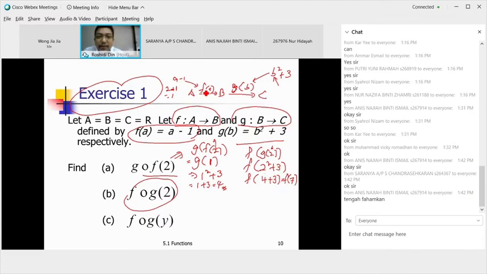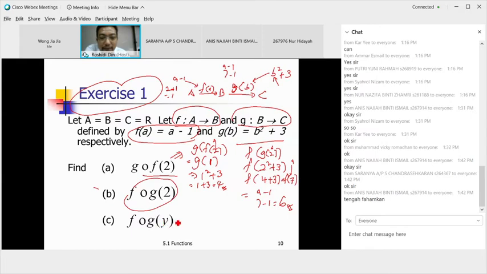So we look at FA. FA is actually A minus 1. So we focus on A. Because here A equals 7, so it will be 7 minus 1, which is 6. That's the answer for B.